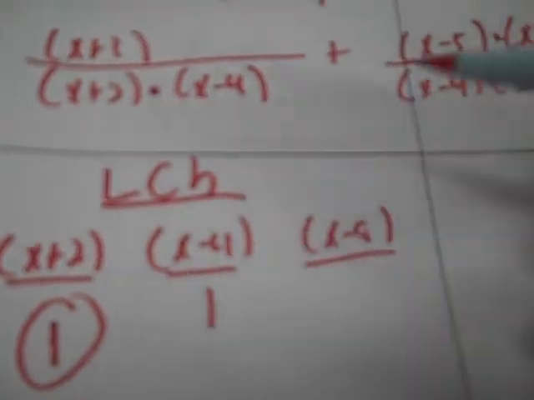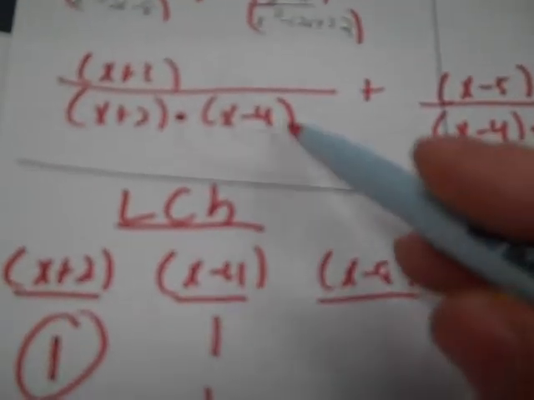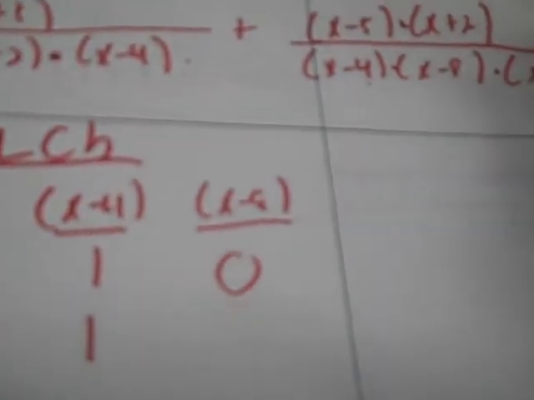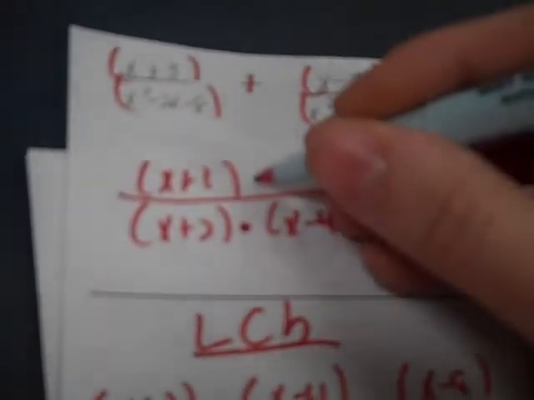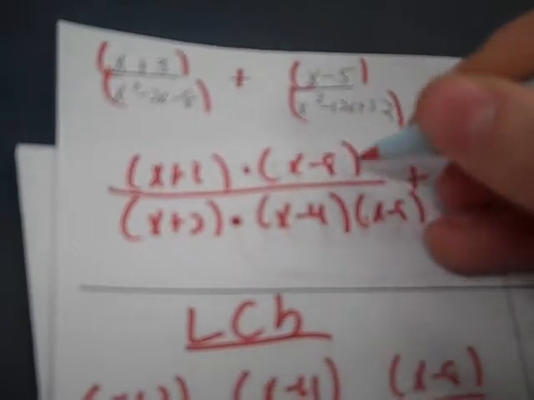Okay, x minus 4, I got 1 here, and this fraction has 1, so we're good. If they have the same amount, we don't do anything. X minus 8, I have none here, and 1 here. So I need to get them so they both have 1. So x minus 8 times x minus 8.